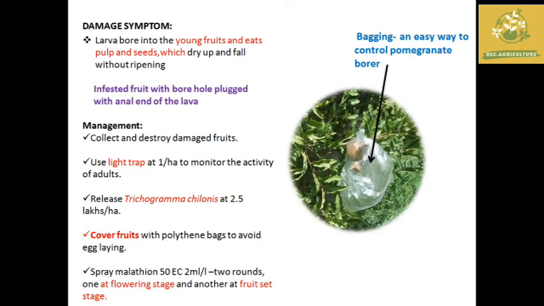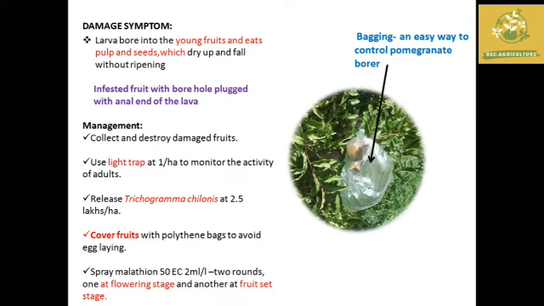The major symptom caused by the fruit borers is that the young larvae bore into the young fruits and eat the pulp and seeds of the pomegranate fruit, and the infested fruit has boreholes plugged with the anal end of the larva in the hole opening region. The best management is bagging with a plastic cover to control the fruit borer.